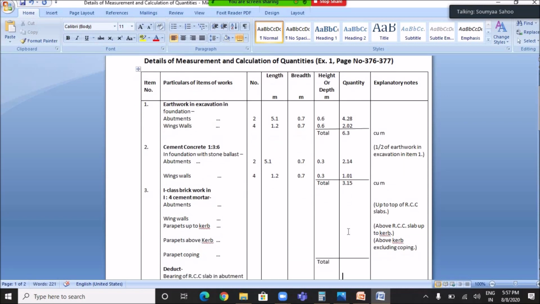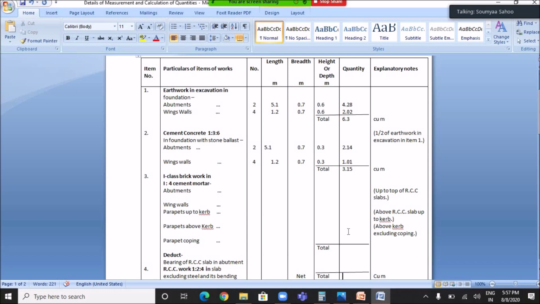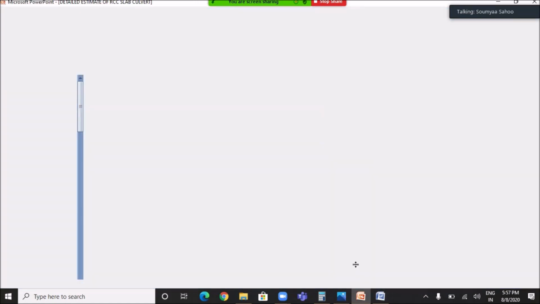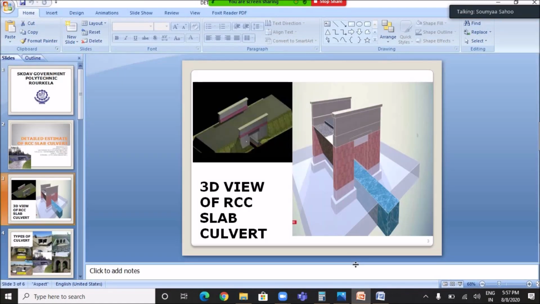After cement concrete work, the next item is first class brickwork in 1:4 proportion cement mortar, which is to be carried out in abutment, wing wall and parapets. Okay. If you see the three-dimensional view of RCC slab culvert, you can clearly see the abutment. This portion, this is abutment, and in this figure you can see the wing walls. This is one wing wall, number 2 wing wall, number 3 wing wall, and the 4th number wing wall is hidden somewhere here. And you can see the parapet clearly.